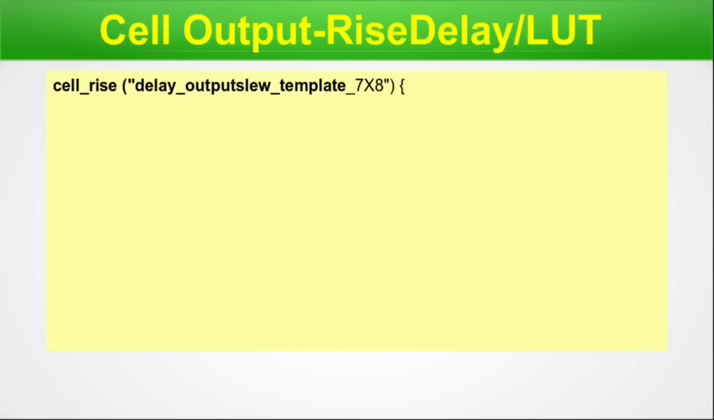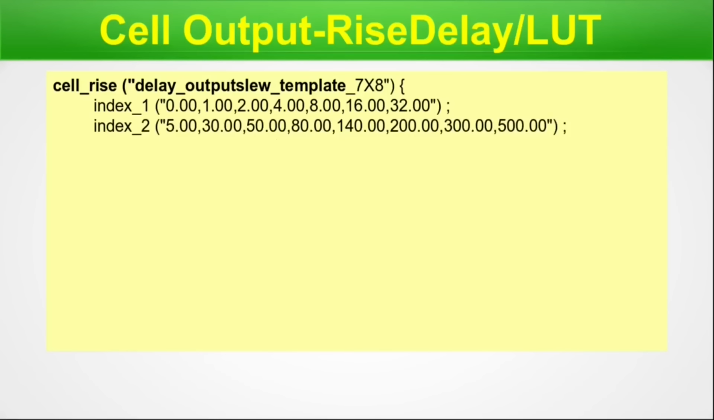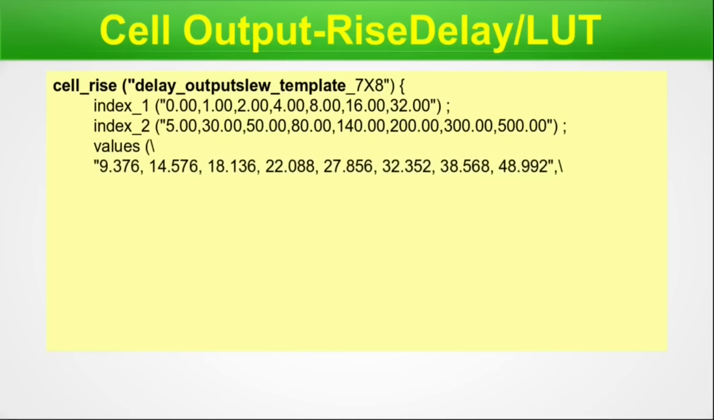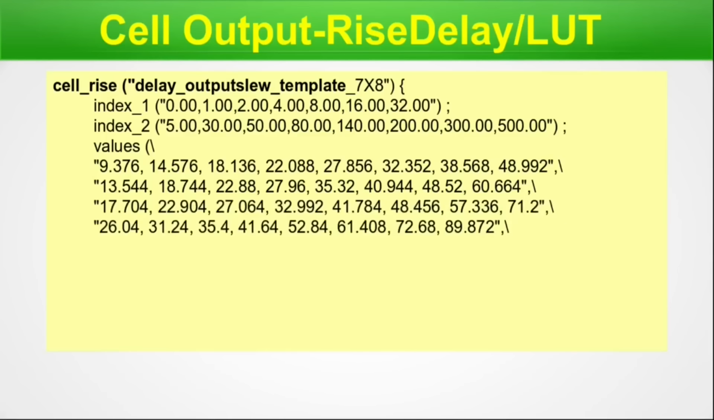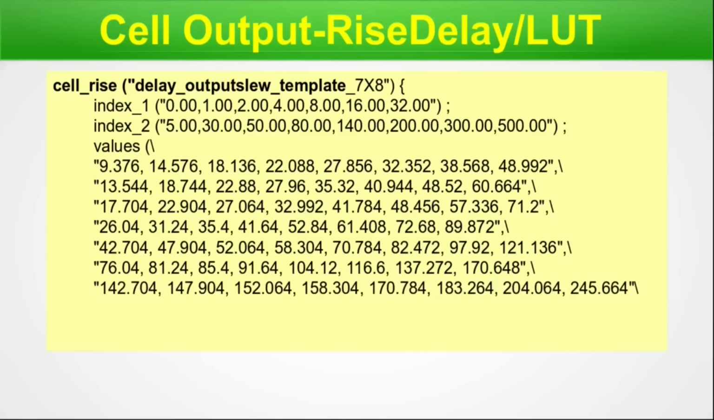And here we start our cell output rise delay, the LUT, lookup table. Cell rise delay output slew template, 7 by 8. 7 by 8 gives the number of rows versus columns of the table. Here goes our actual index values for index 1. I have mentioned already index 1 and index 2 just a few minutes back. Index 2 has all these variations, and here goes our table. First row, second row, and we keep on adding the rows and the columns. Here our table gets closed.